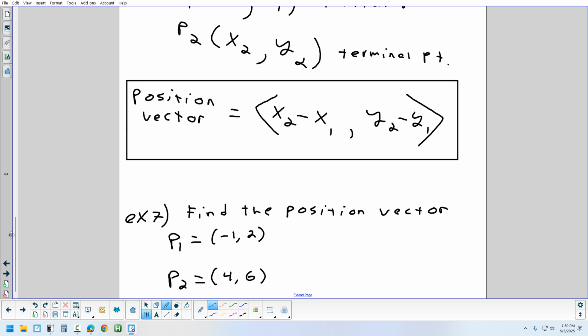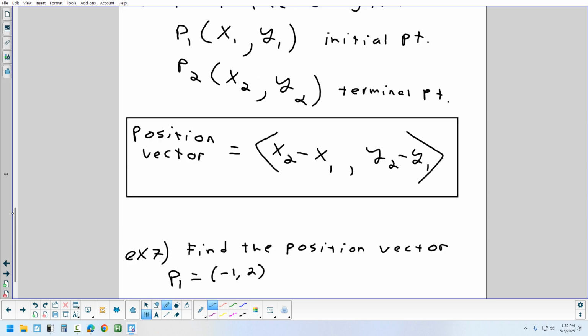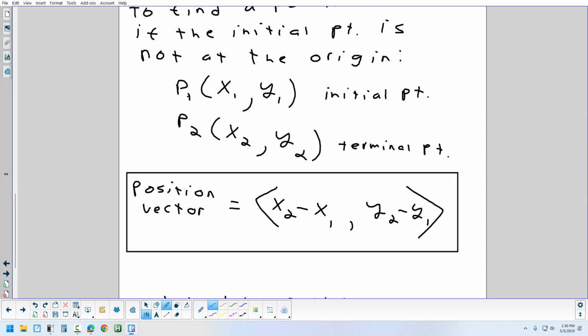Okay, so here's a problem, and they want us to find the position vector. Now, if they don't tell you which one is the initial point and which one is the terminal point, you always assume P1 is the initial, P2 is the terminal. Think of P1 as the first, P2 as the second, the end.